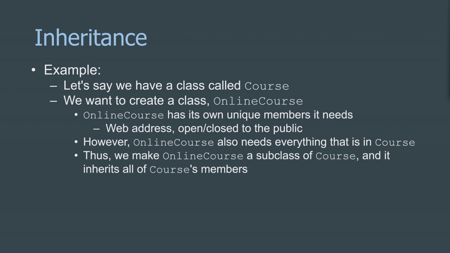So online course might have some stuff that's unique, like a web address, for example. An online course is usually hosted on some kind of a web platform. So maybe we have a web address where we can visit the lectures, maybe a different web address where we can complete assignments or whatever. We might have a Boolean value that says whether or not it's open or closed to the public.